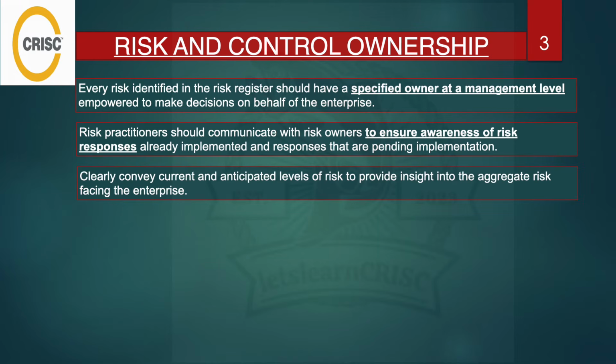Next, it clearly conveys the current and anticipated level of the risk to provide insight into the aggregated risk facing the enterprise. Friends, effectively conveying the current and anticipated level of the risk to the key stakeholders is crucial for informed decision making and risk management within an organization.